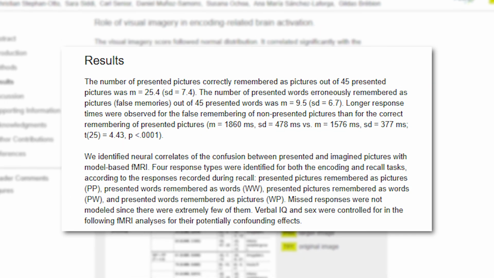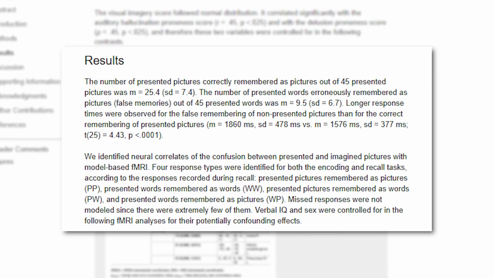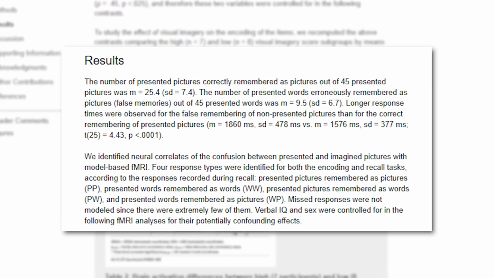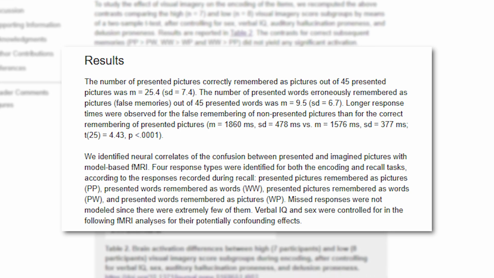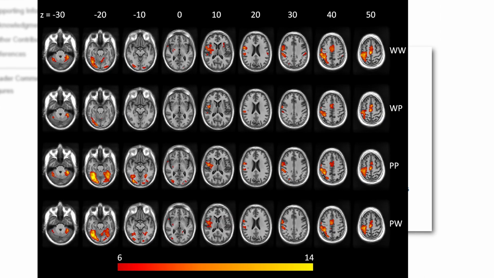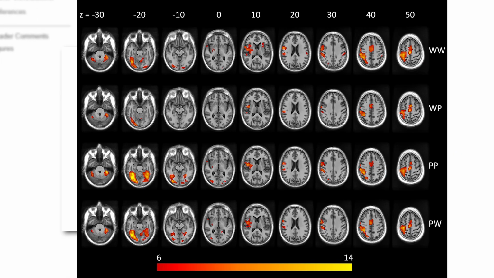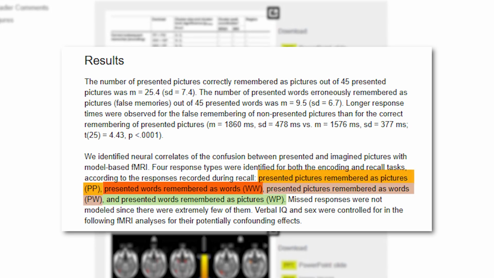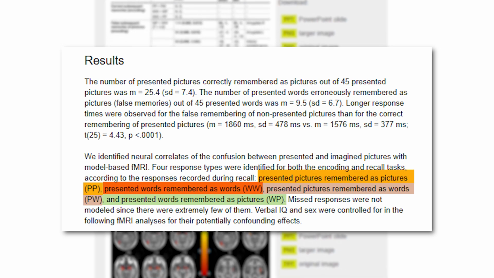As for the results of this experiment, out of the 45 pictures shown, participants correctly recalled an average of 25.4 as pictures. For words shown, an average of 9.5 were mistakenly recalled as pictures. Response times were longer for false memories of pictures than for correctly recalled pictures. Using model-based fMRI, researchers identified brain activity patterns associated with confusion between presented and imagined images. 4 response types were identified for both the encoding and recall tasks. Few missed responses were excluded, and analysis controlled for verbal IQ and sex to reduce confounding effects.